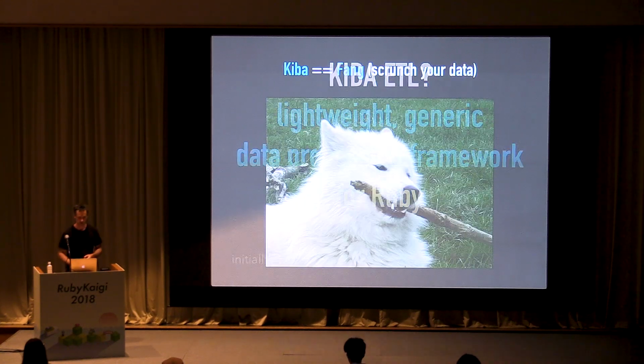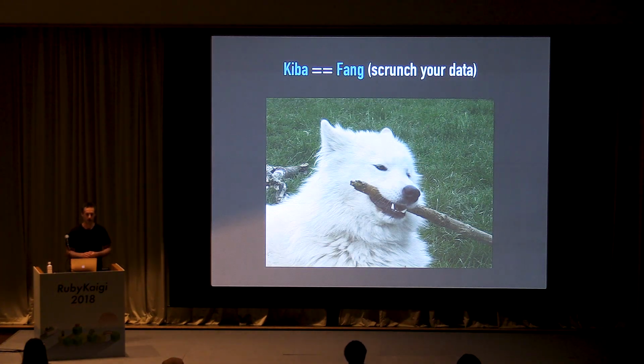Okay? So first, why Kiba? Kiba in Japanese means fang, unless I'm completely mistaken. So it comes from, this is my parents' dogs. And the idea is that with your fang, with the Kiba, you can bite into the data. So you can control it, and you can manage it, and you can modify it, okay?